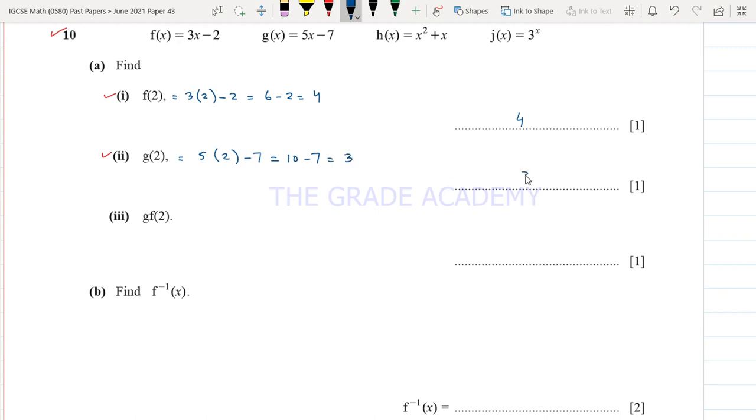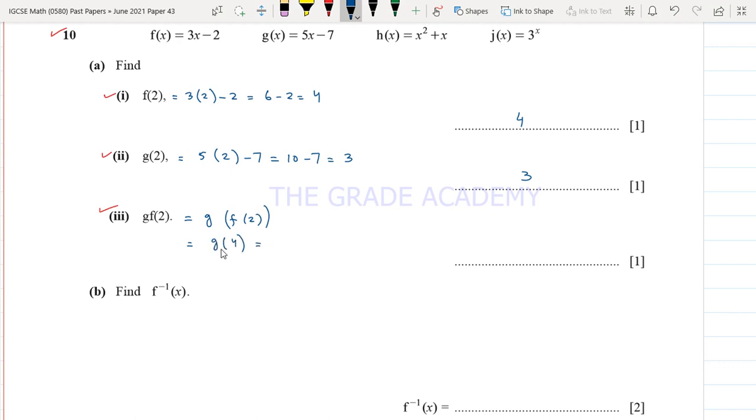So g of 2 is 3. Now g f of 2. So this can be written as g of f of 2. We already know the value of f of 2, which is 4. So this can be written as g of 4.